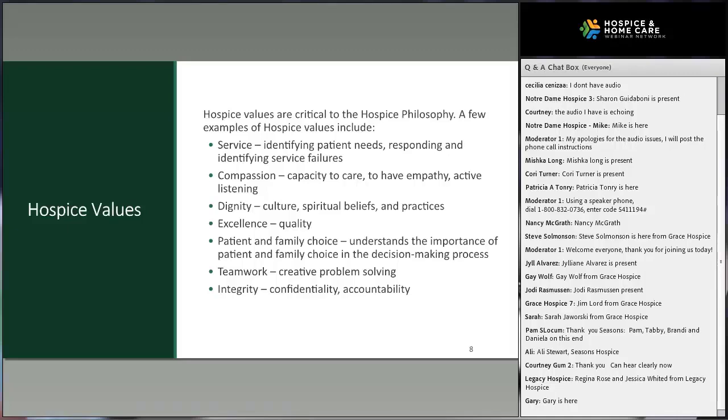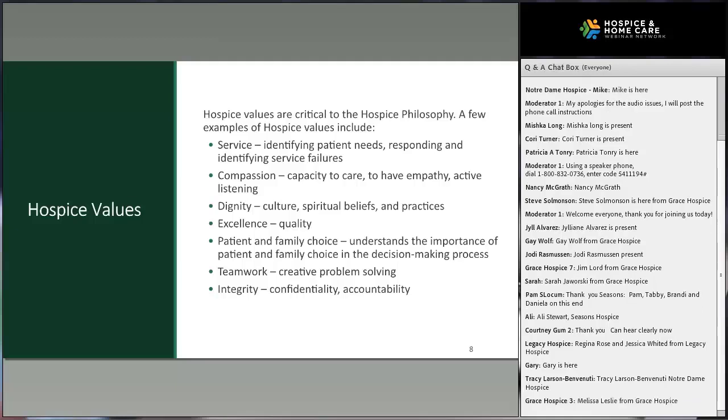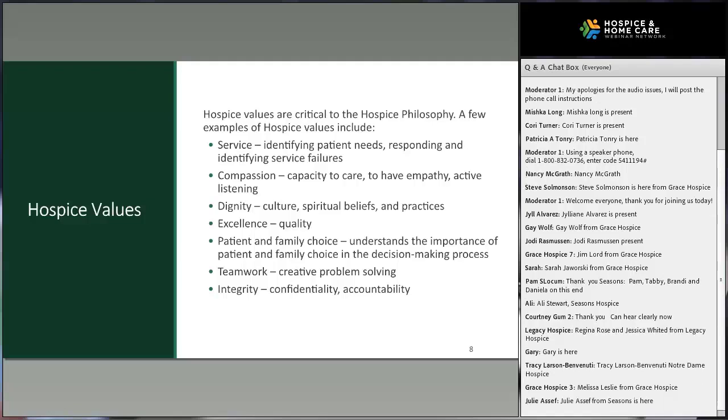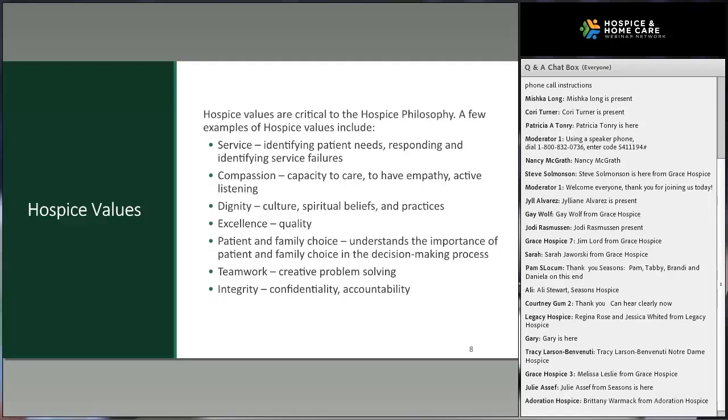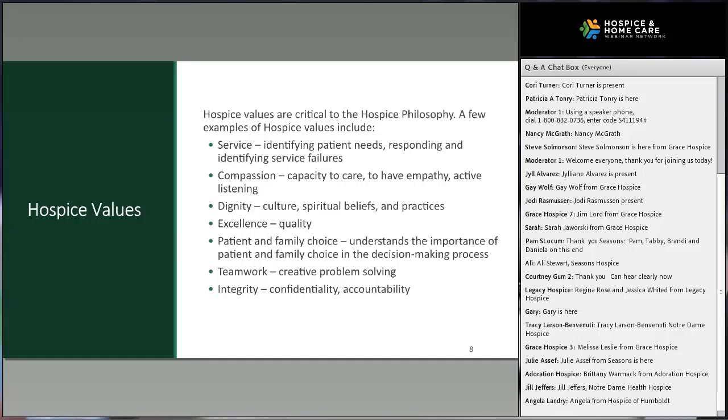Of course, compassion. How many of you, the minute you say to somebody that you work for hospice, notice everybody's demeanor changes when they address you. People that work in hospice are oftentimes described as angels. So compassion is the capacity to care, to have empathy and active listening, which is very much a hospice value. Dignity, as it relates to the patient's and family's culture, their spiritual beliefs, and their practices. Excellence, which again goes back to quality of care.